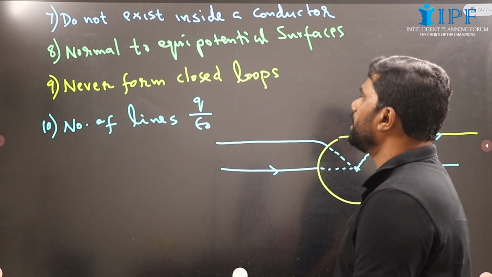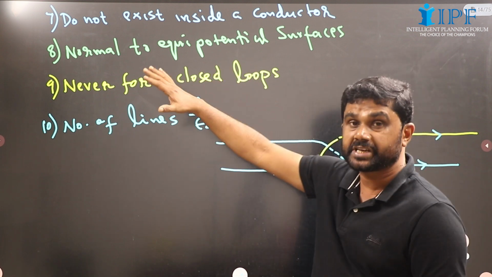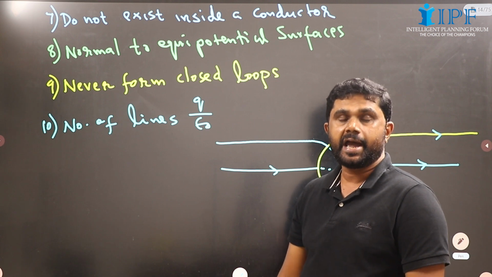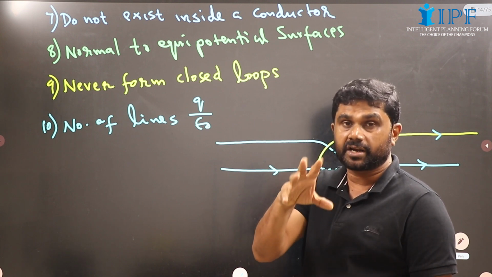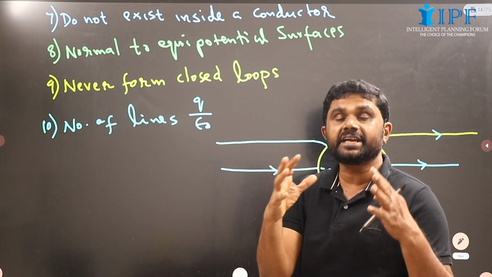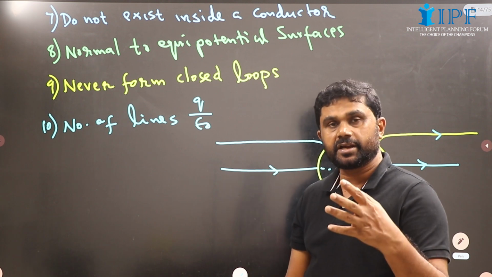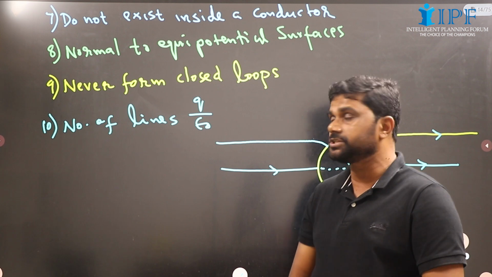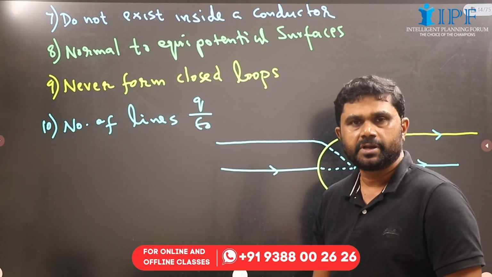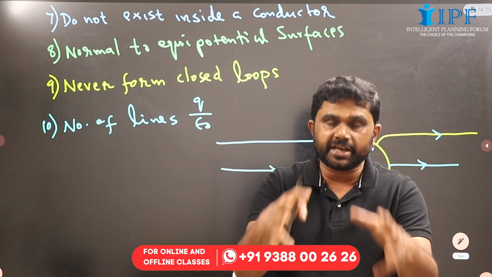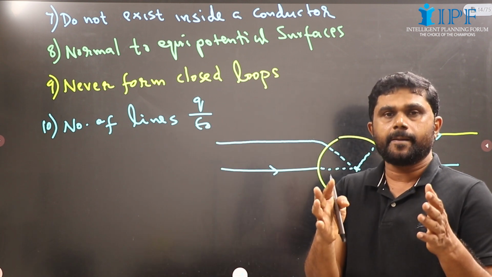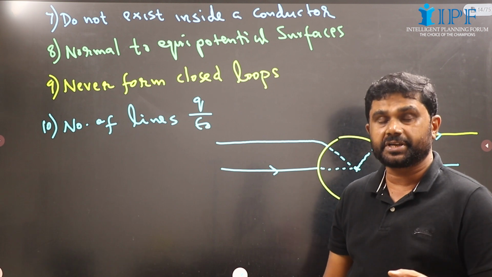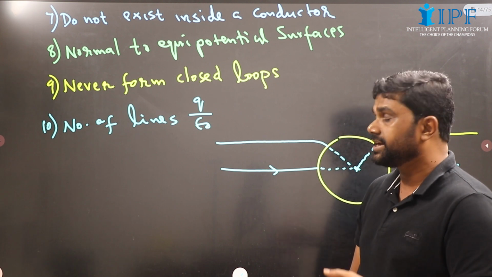Then I have told you earlier, the electric lines of force can never form closed loops. And the next property is the total number of electric lines of force associated with a charge. Electric lines of force originating from a positive charge will be Q by epsilon 0. Electric lines of force terminating in a negative charge will be Q by epsilon 0. So these are the important properties of electric lines of force.